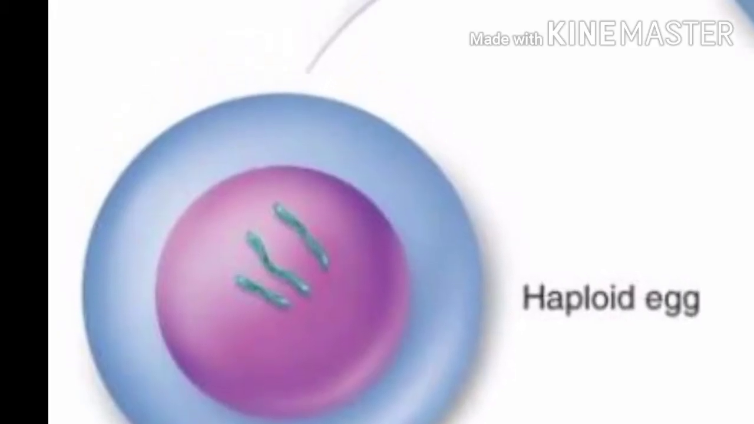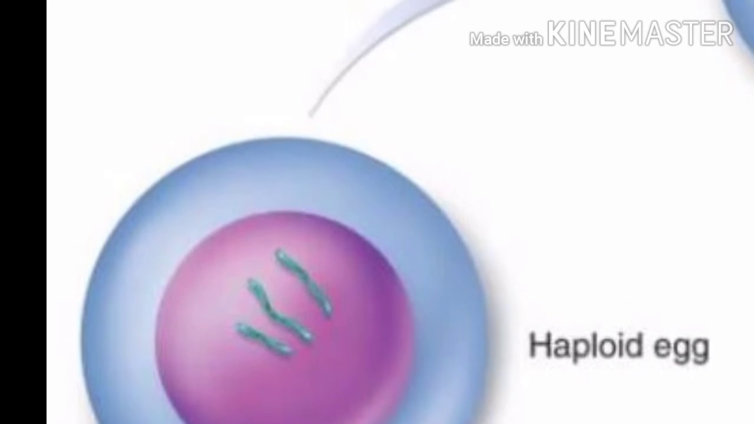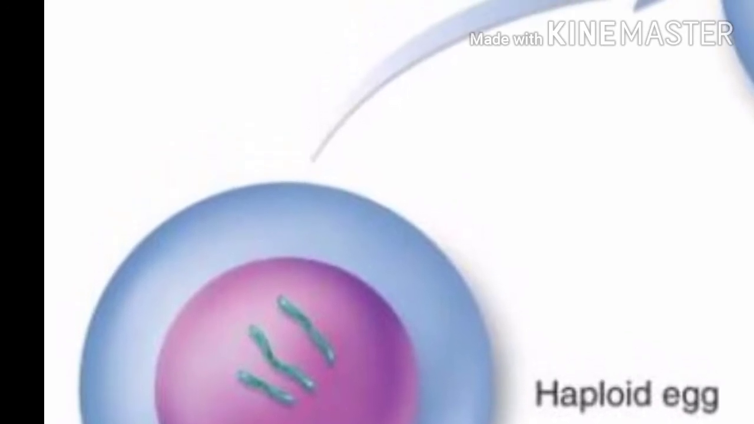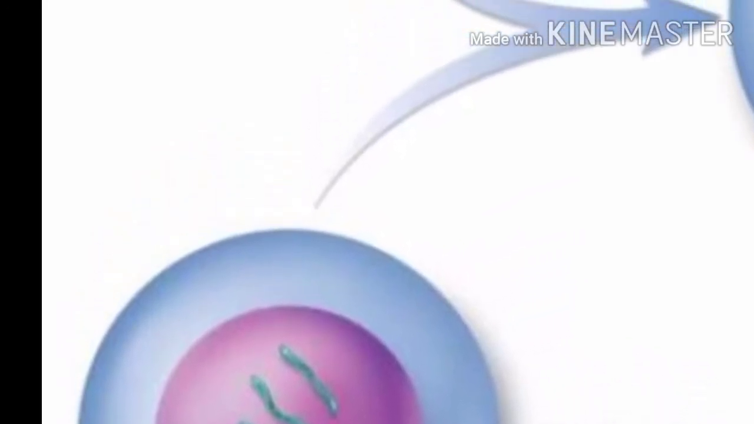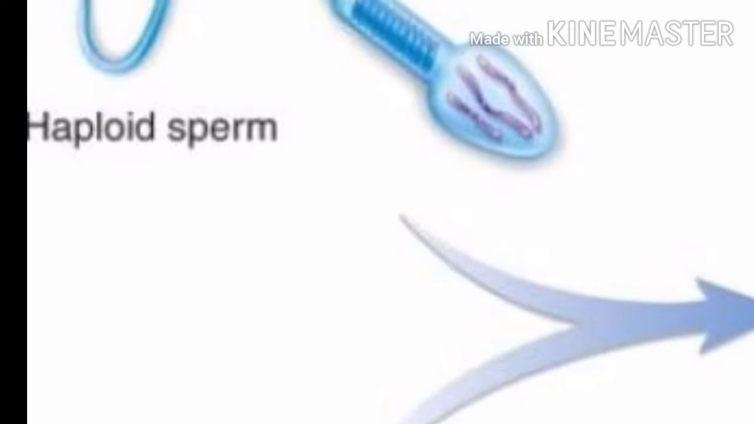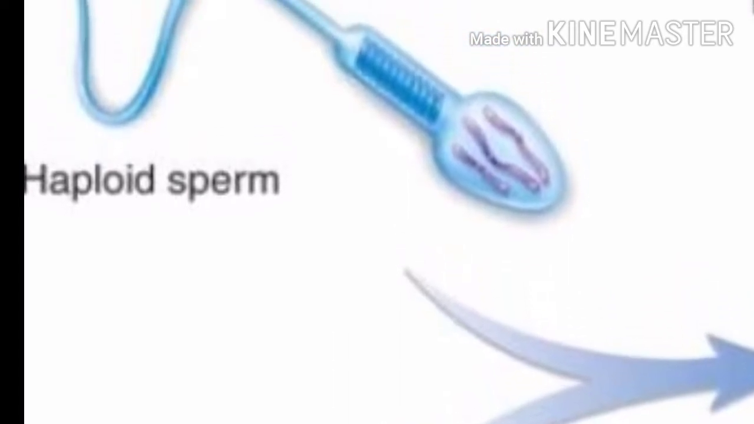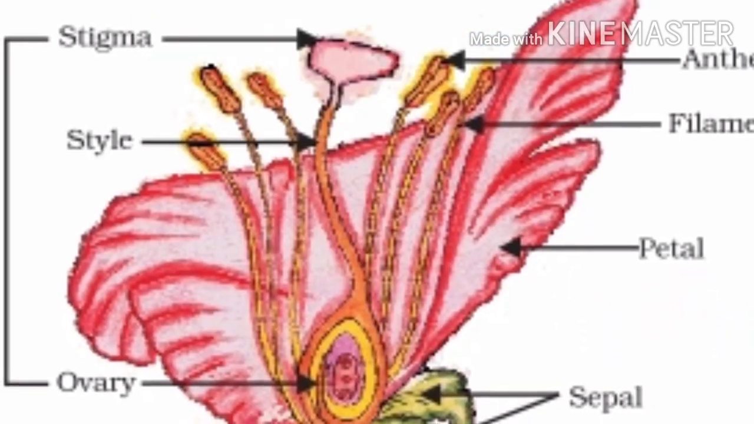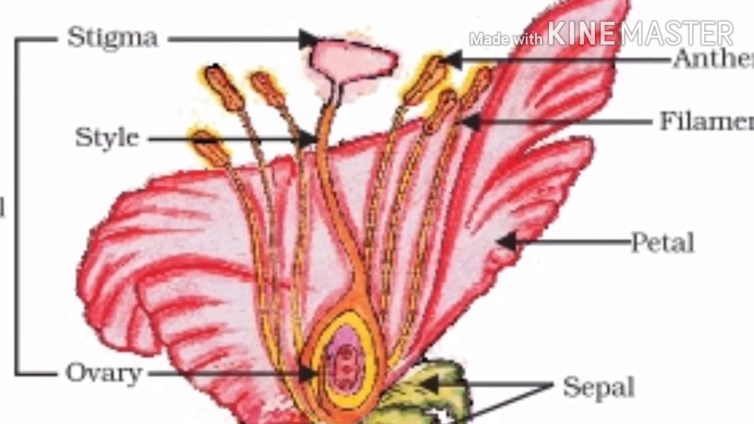As the body design becomes more complex, the germ cells also specialize. One germ cell is large and contains the food stores, while the other is smaller and likely to be motile. The motile germ cell is called the male gamete, and the germ cell containing the stored food is called the female gamete. Now let us start with the sexual reproduction in flowering plants.